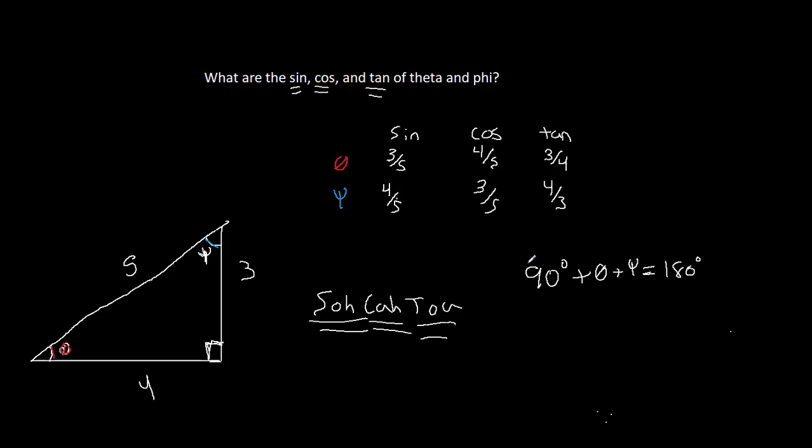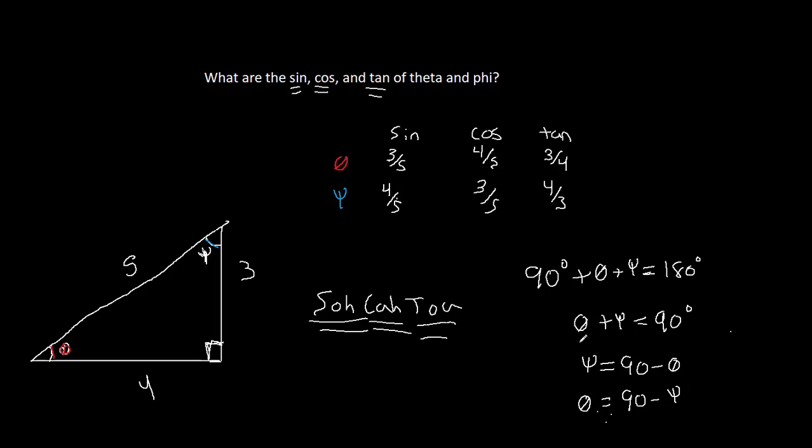So what this means is that because this 90 is always constant, this 90 is never going to change with our right triangle as we've defined them, this means that theta plus phi is going to equal 90 degrees. All I've done is taken this 90 off of both sides. So what we can say is that phi is going to be equal to 90 minus theta, and theta is going to be equal to 90 minus phi.